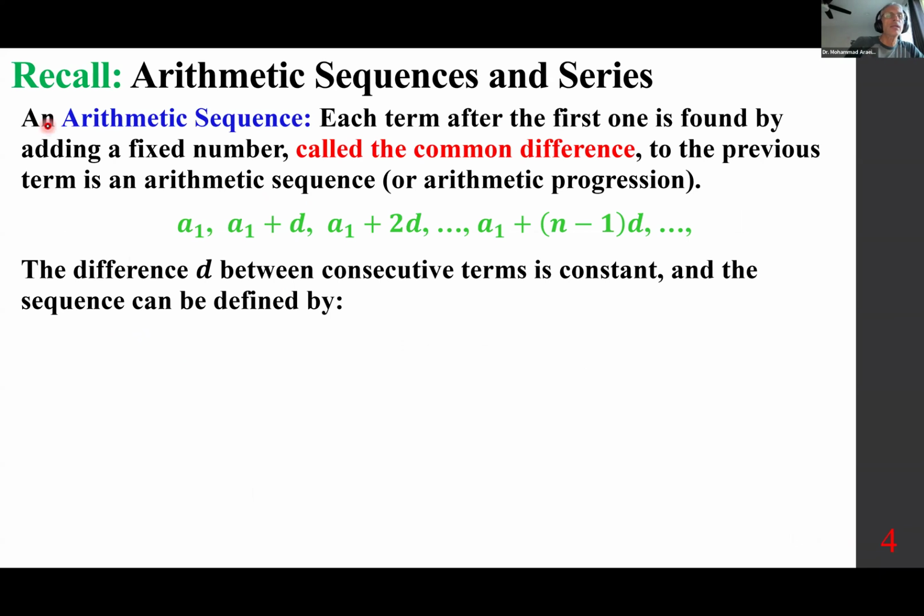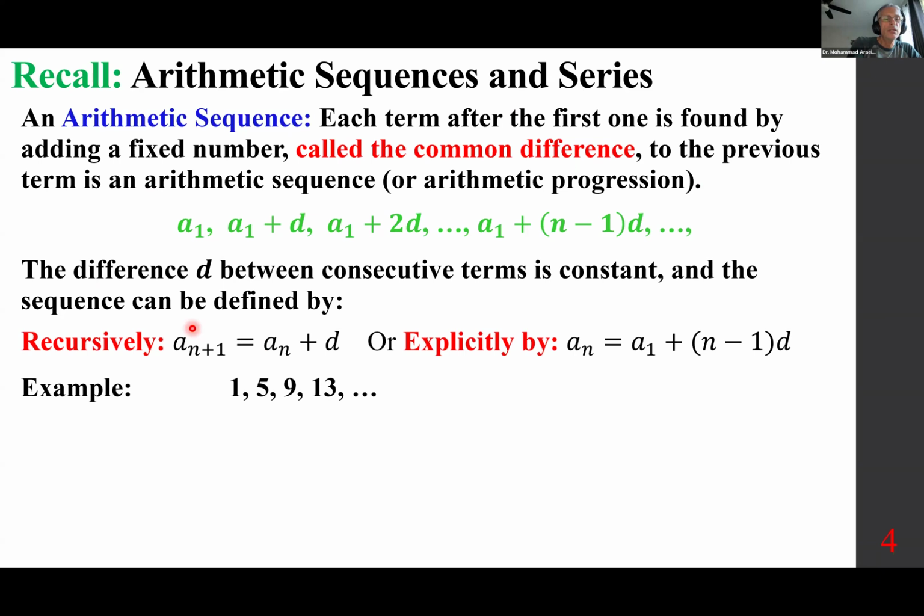Arithmetic sequence and series. In an arithmetic sequence, each term after the first one is found by adding a fixed number called the common difference, sometimes called a distance, to the previous term. This is an arithmetic sequence or arithmetic progression. A sub 1, the next one is a sub 1 plus d, the next one is a sub 1 plus 2d, and so on. The difference d between consecutive terms is constant, and the sequence can be defined either recursively, a sub n plus 1 is a sub n plus d, or explicitly by a sub n equals a sub 1 plus n minus 1 times d.